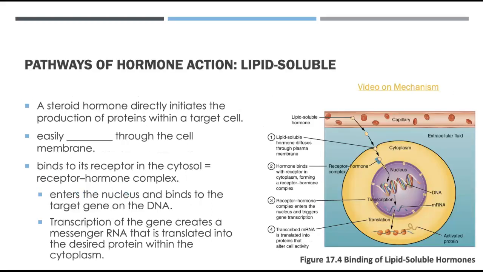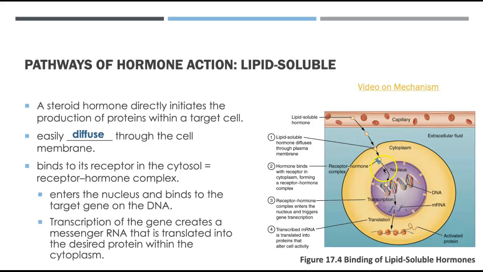Now, how do these hormones go about entering the cell and triggering their hormone response, or the mechanism that is going to help them cause the effect that they want? First, we need to look at how our lipid-soluble hormones do this. So a steroid hormone, which we could see pictured over here, is going to directly initiate the production of proteins within the target cell. It does this by easily diffusing through the cell membrane. You could see this is happening rather quickly in this photo.